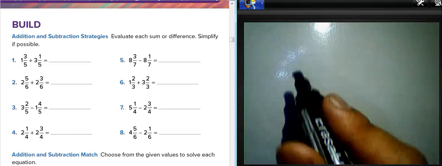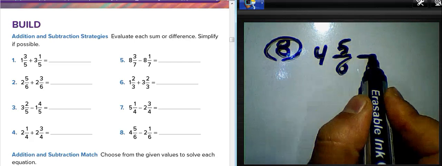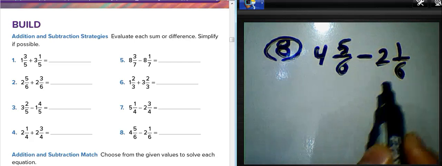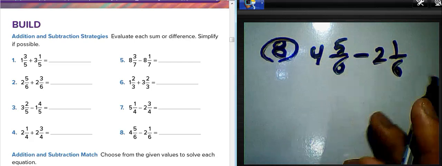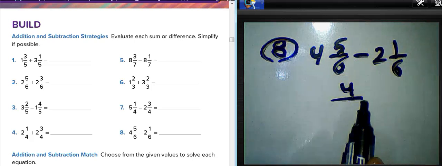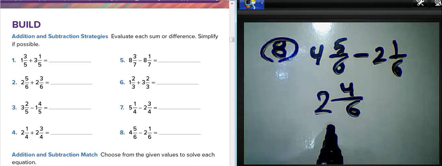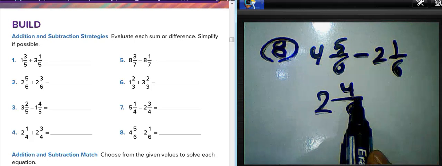Question number 8. 4 and 5 over 6 subtract 2 and 1 over 6. In this example, we can find the difference in one step because we have the same denominator. 5 minus 1 equals 4, and write 6 in the denominator. 4 minus 2 equals 2.